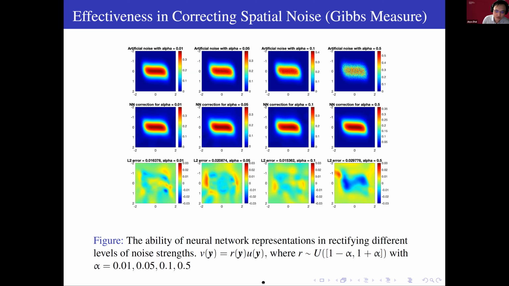To show this, we artificially multiply a random variable to the exact solution of the invariant measure, where this random variable follows a uniform distribution, and this parameter alpha controls the strength of the noise. So you can see the noise is stronger and stronger, and finally it becomes this. This 0.5 means the noise can be as strong as 1/2 of the true value of the density function. But no matter how strong the noise is, we can still recover a very good approximation of the solution.